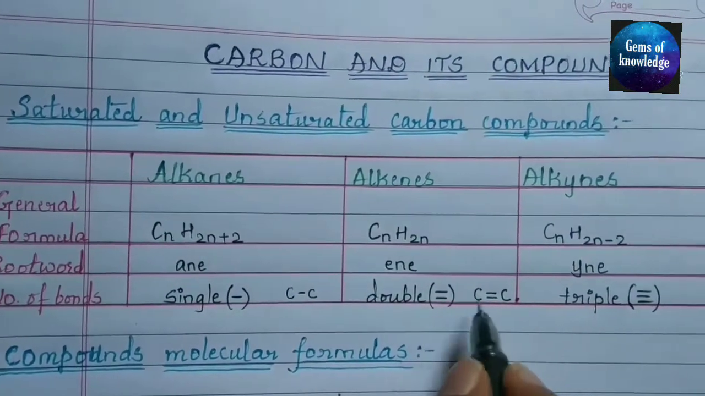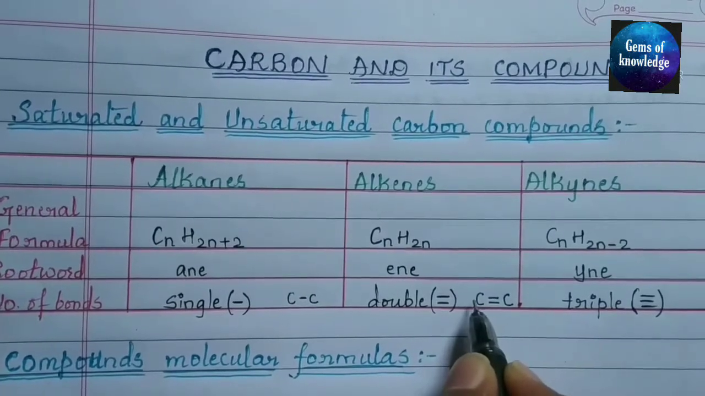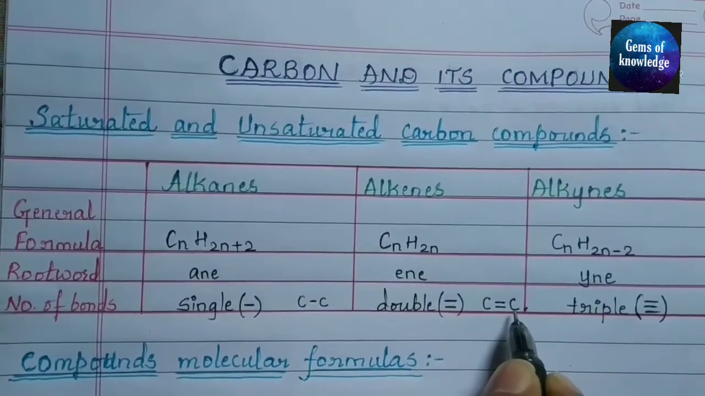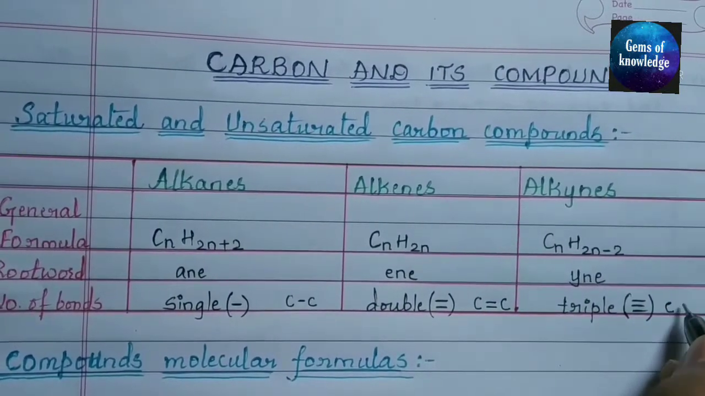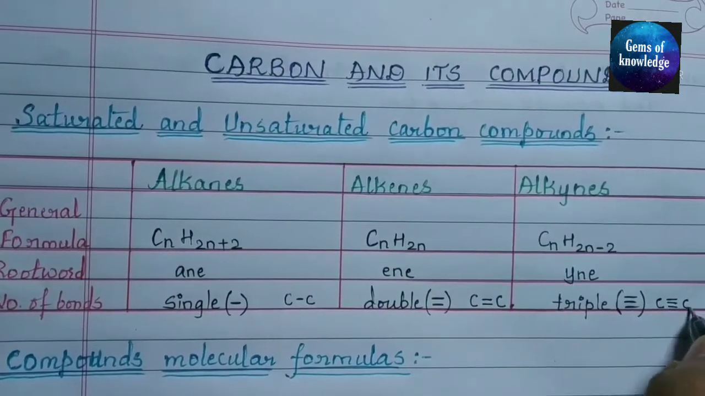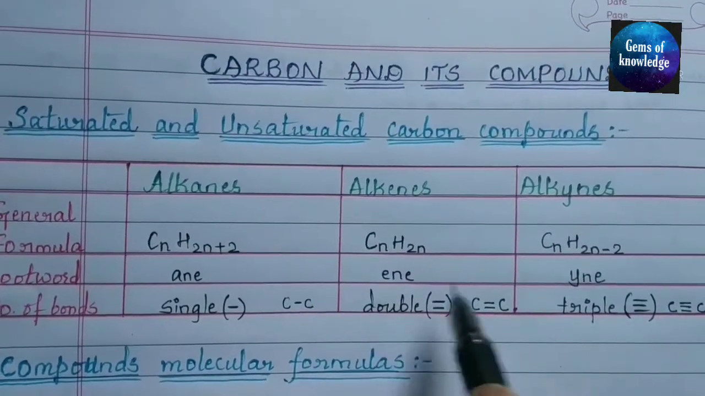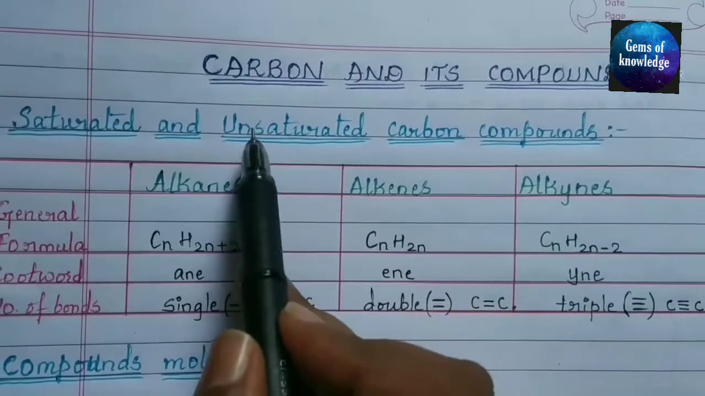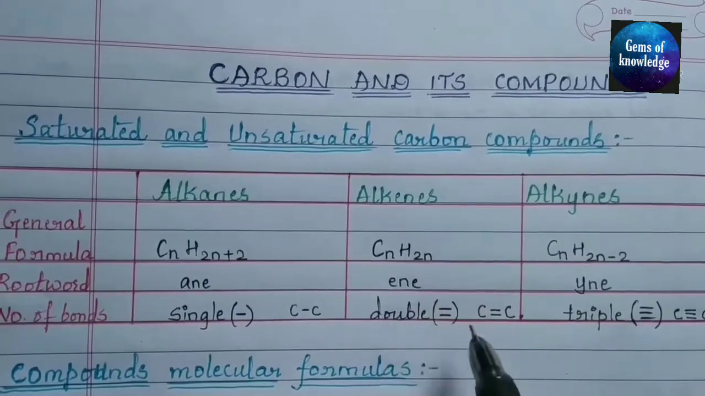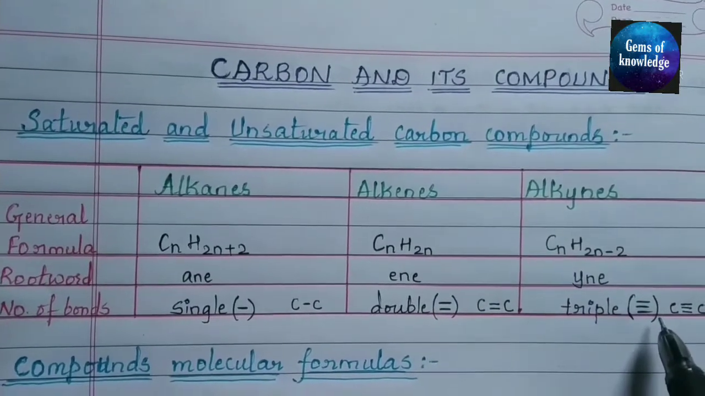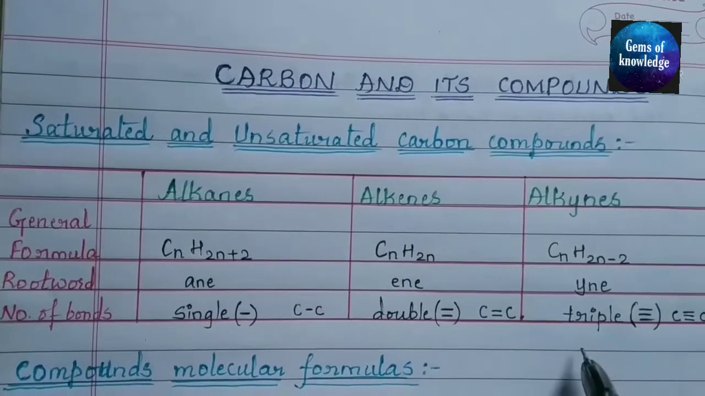whereas alkenes have at least one carbon-carbon double bond. You have to remember that a double bond is always between two carbon atoms only. For alkynes it is at least one carbon-carbon triple bond. So alkenes as well as alkynes are unsaturated carbon compounds, or else they are also called unsaturated hydrocarbons, because they are bonded with hydrogens.